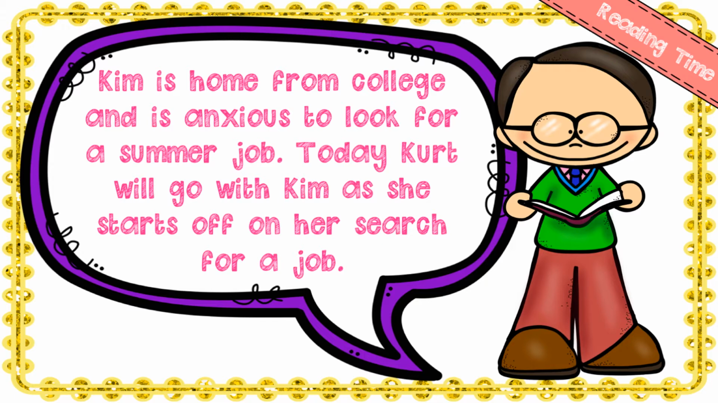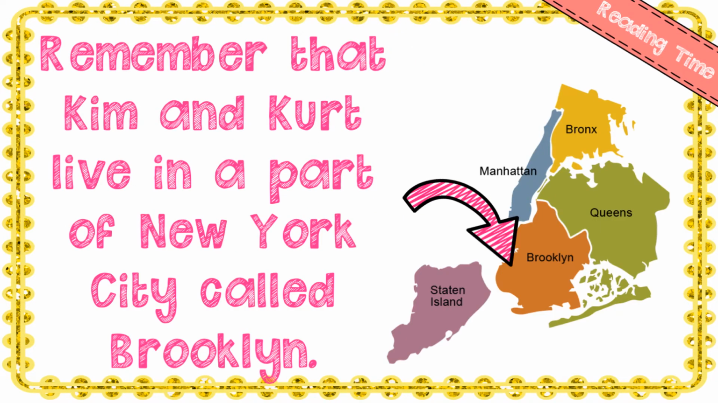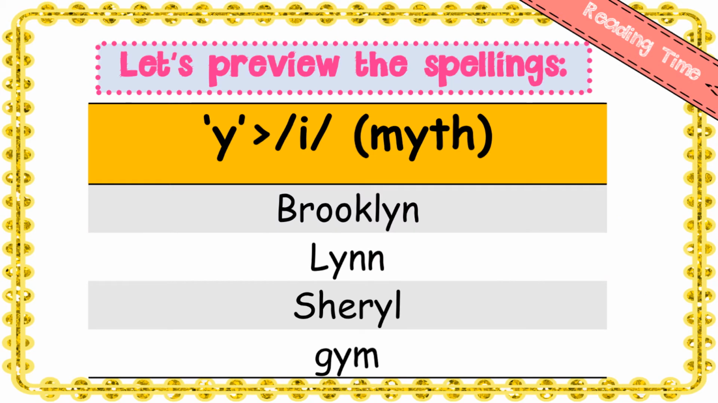Now Kim is home from college and is anxious to look for a summer job. Today, Kurt will go with Kim as she starts off on her search for a job. Remember that Kurt and Kim live in a part of New York called Brooklyn. Now you can see on the map, this is a picture of the map of New York, and Brooklyn is where they live.